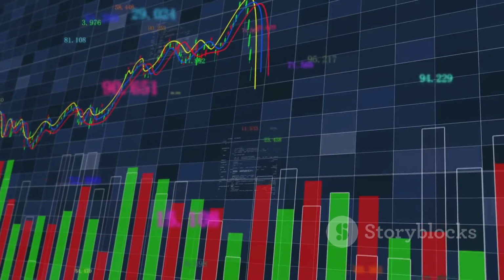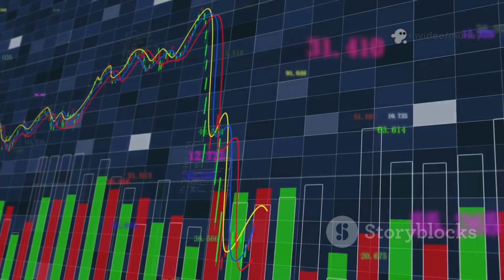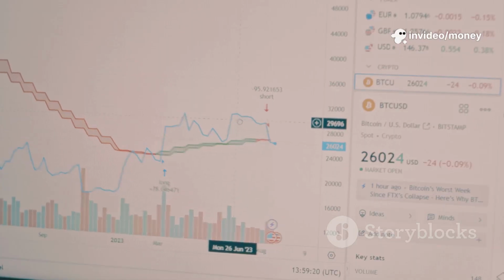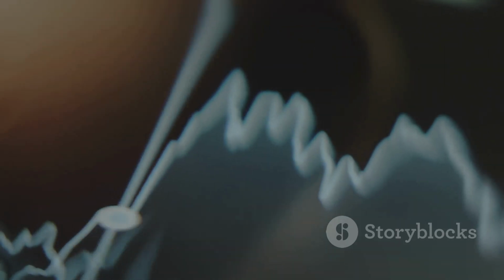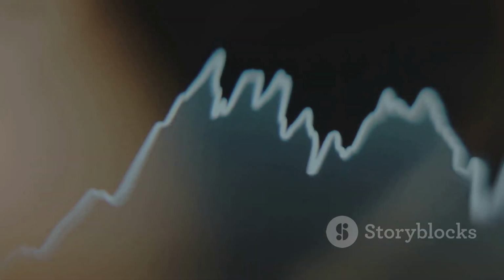Then we have volume, which represents the total number of option contracts traded for that specific strike price during the current day. While OI shows the number of active contracts, volume shows the trading activity. High volume indicates that a particular option is very liquid and there is a lot of interest from traders today.